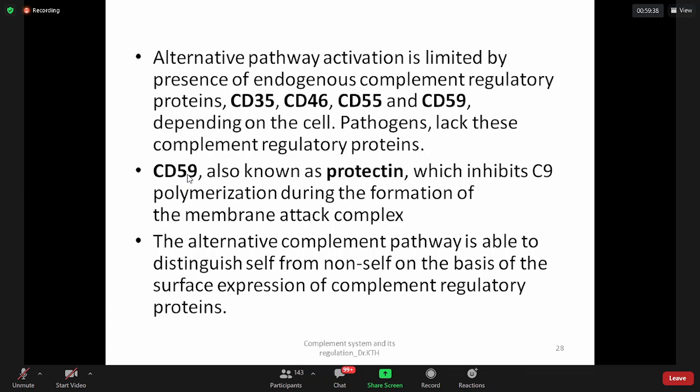An example is normally given: protectin. This inhibits C9 polymerization. And yet we say that it is C9 polymerization which ends up forming the membrane attack complex. So our alternate complement system is able to recognize that these cells are self because they are presenting with these clusters of differentiation.